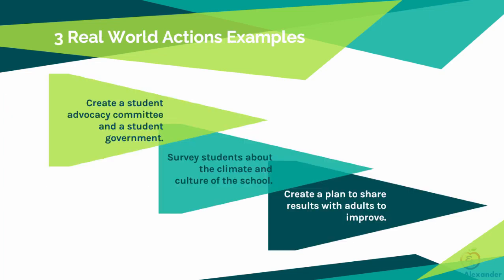So 3 real world examples is to create a student advocacy committee along with a student government. Student government is really nice because they not only get into the politics of it all, but they can make decisions and things like that for their grade level or their school. But I really like that student advocacy committee as well, where the student government is really about almost being like a union for the students.